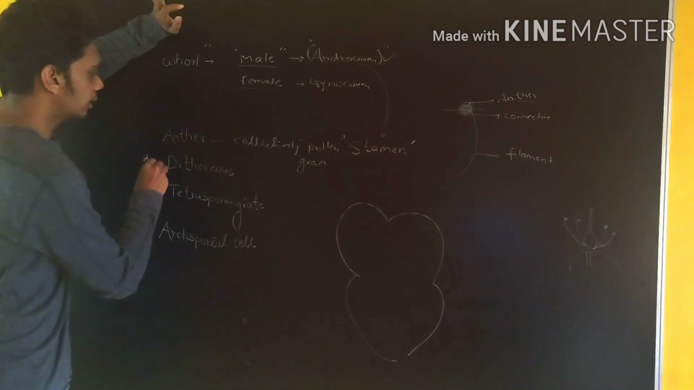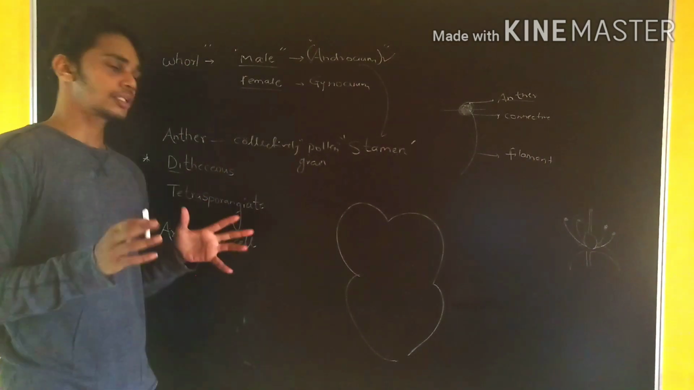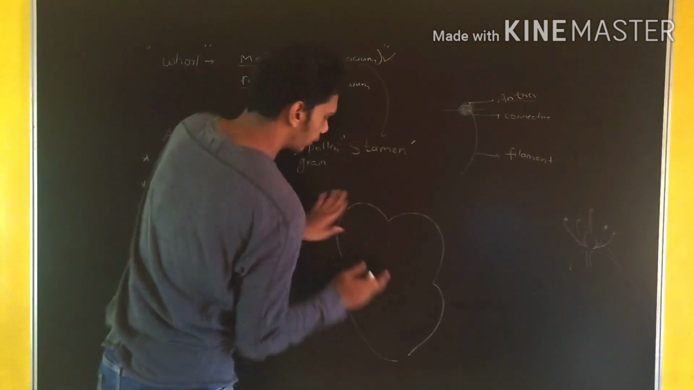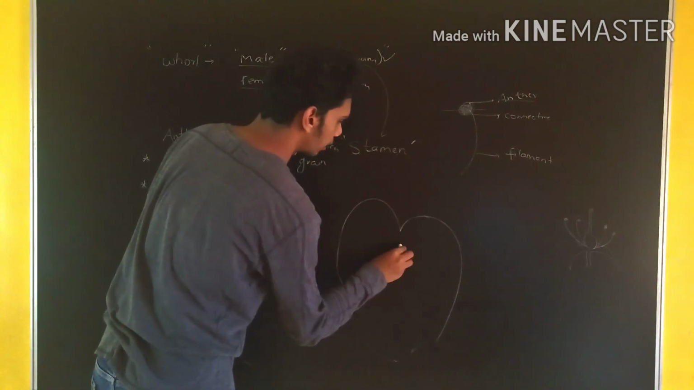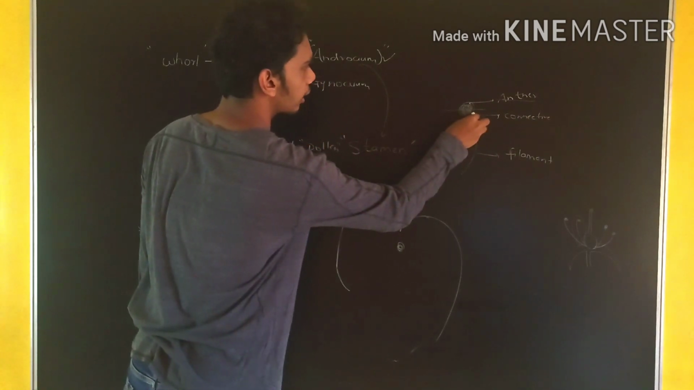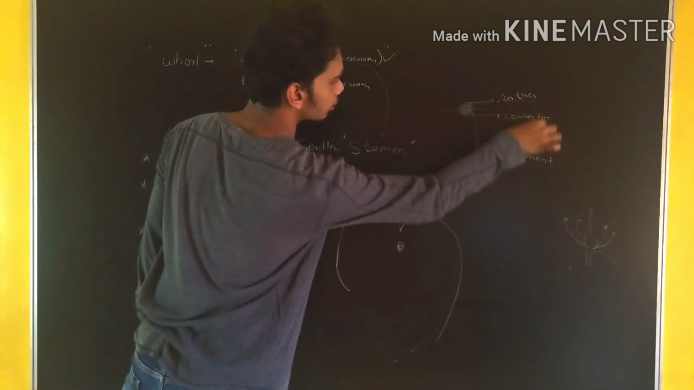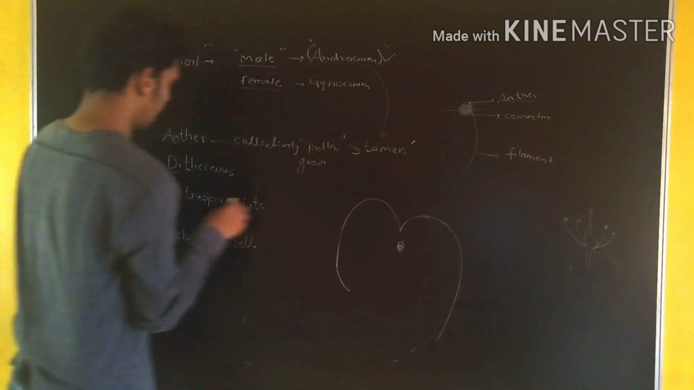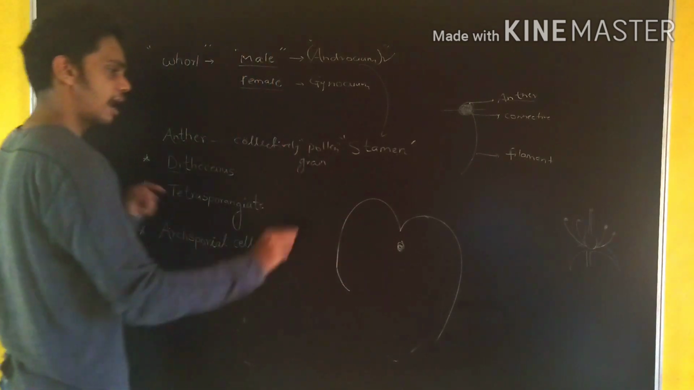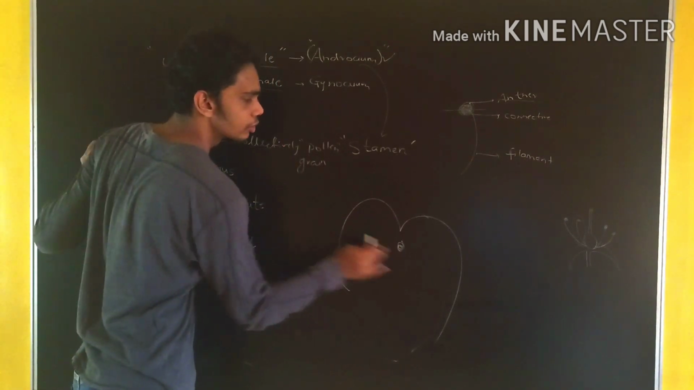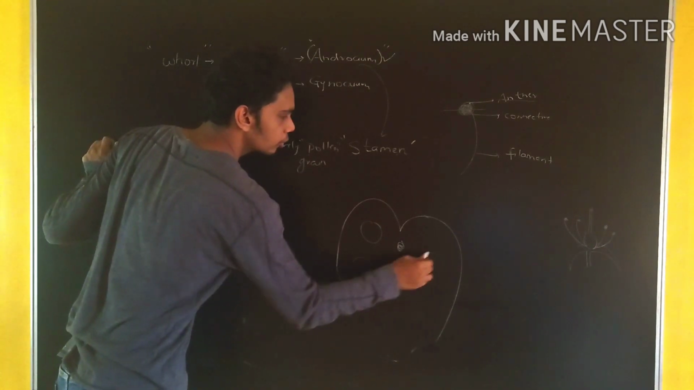Now the anther is dithecous. Di means two, thecous means the sac-like structure. If I draw a structure like this, it has a dithecous. At the center there is a connective. What is the connective? This part is called the connective, which connects the anther to the filament. The anther is dithecous, having two sac-like structures, and each lobe, there are two lobes, each lobe contains a monothecous.